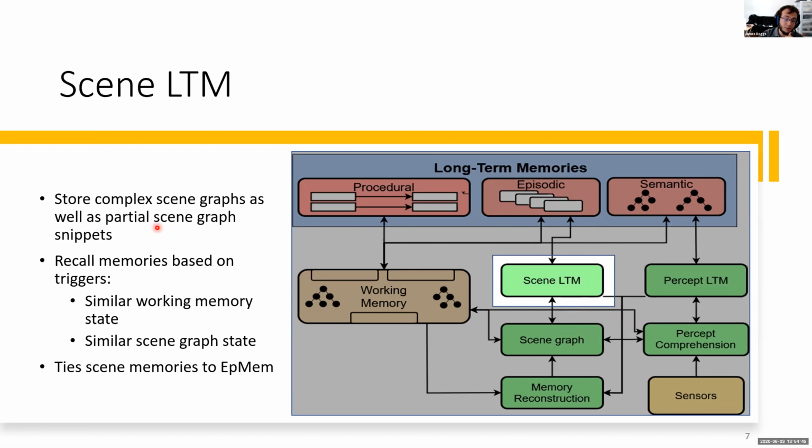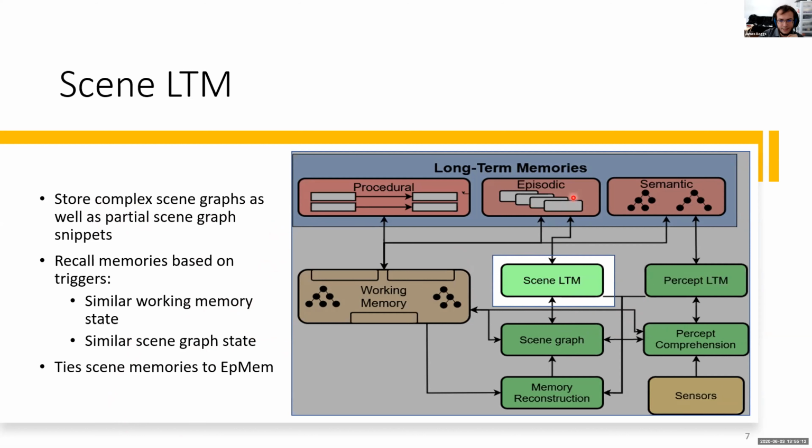Scene is an overloaded word here. The general idea is that you want to store both full complex scene graphs as well as partial scene graph snippets in a way that you can recall based on either triggers, like what's in working memory or scene graph state, or just requests, like, "I want to know the last time that the car was parked in the garage." So car in garage might be something that you want to be able to remember, like the whole scene that was happening at that time.